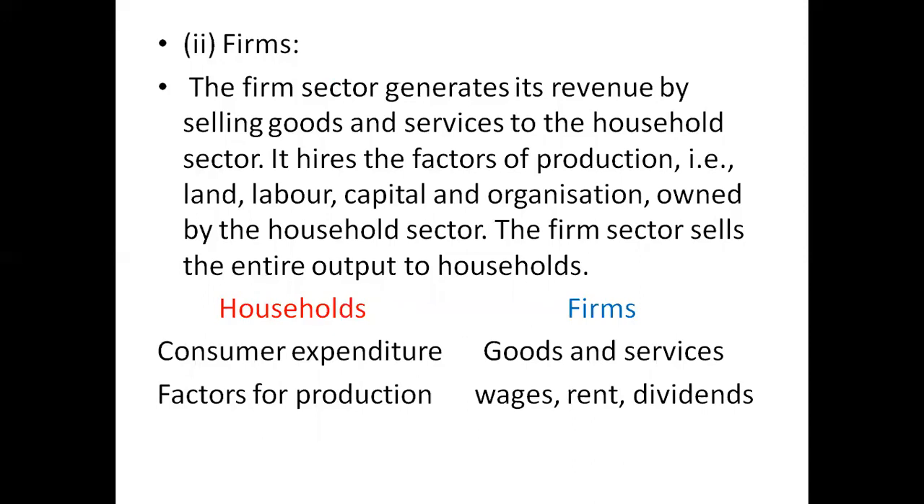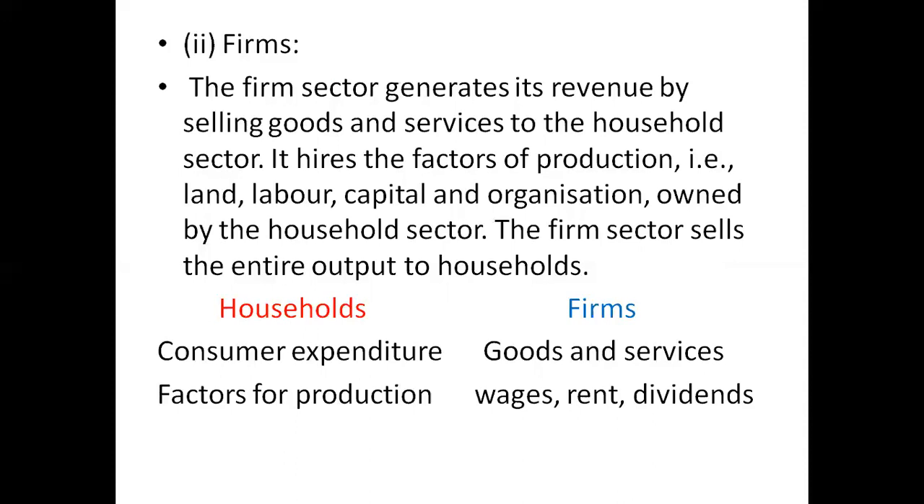The factors of production, that is land, labor, capital, and organization, are owned by the household sectors. So they are rewarded for the factors of production. So that becomes the process of the flow of income from the firm to where? The household. Okay. The firm sector sells the entire output to the households.